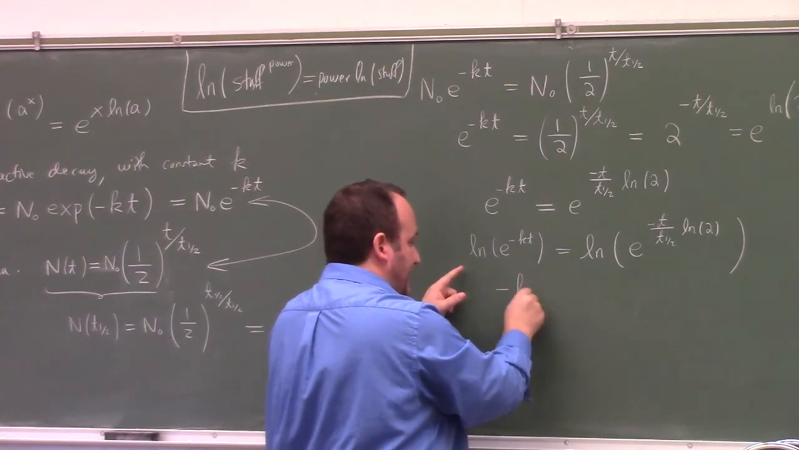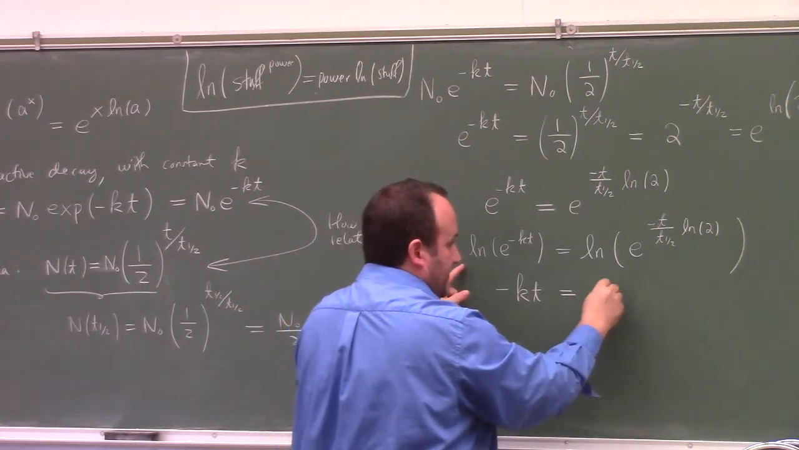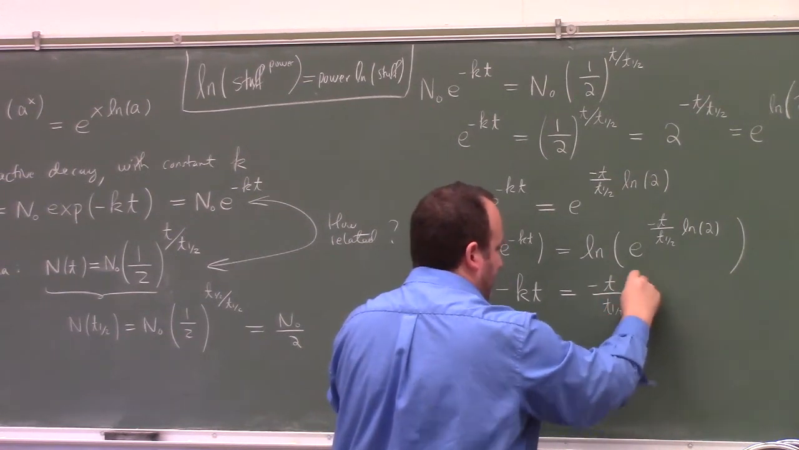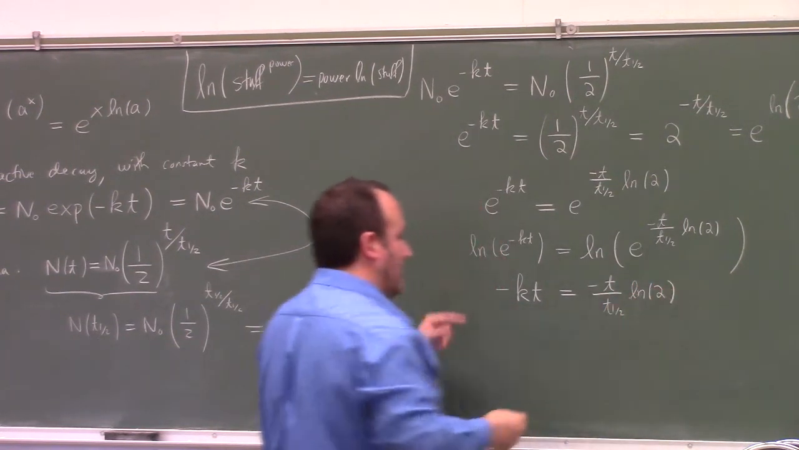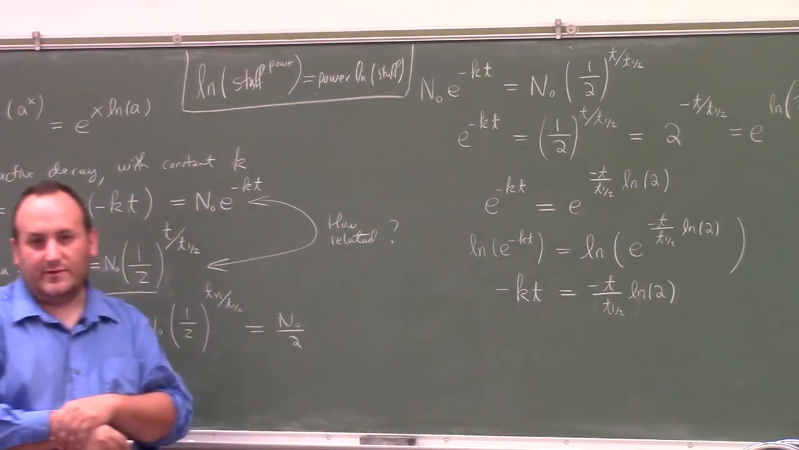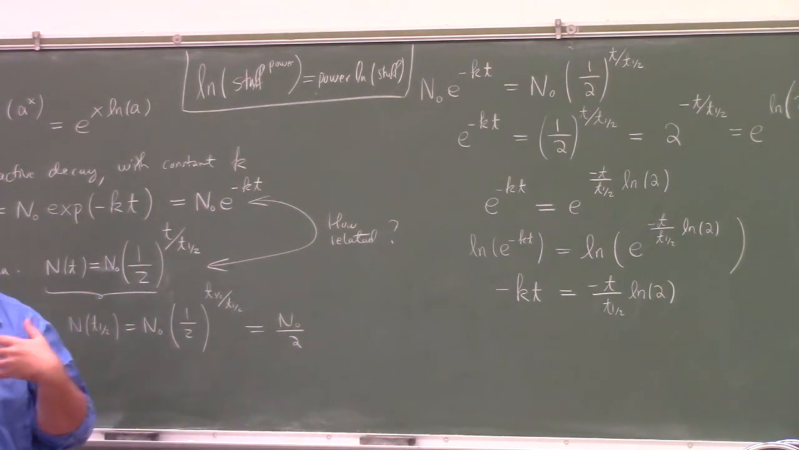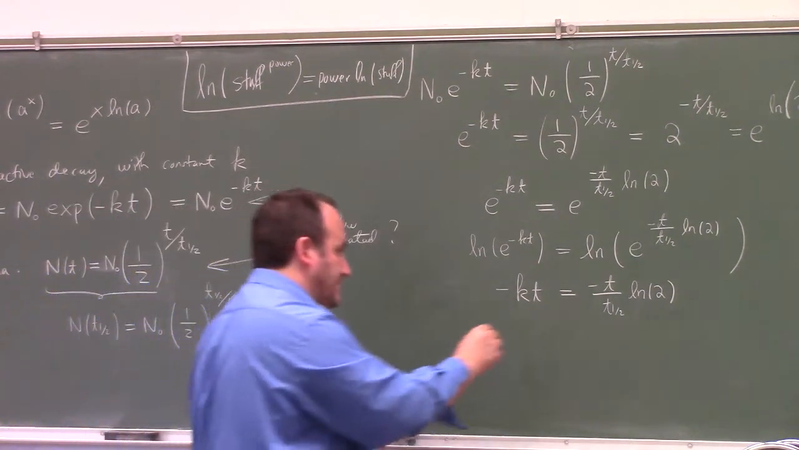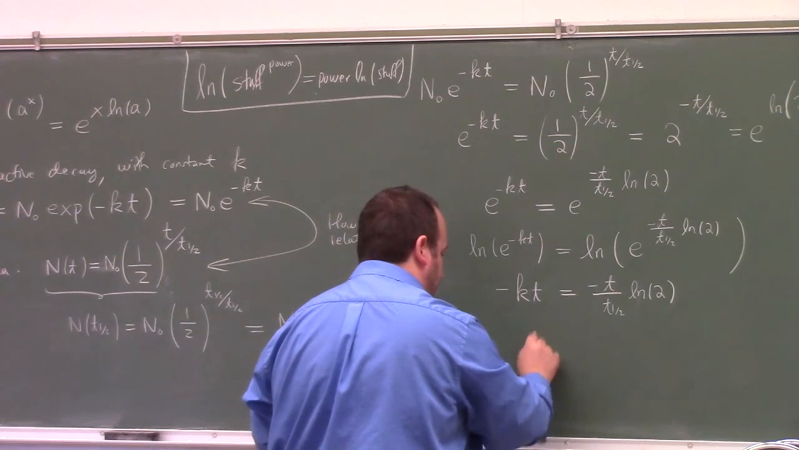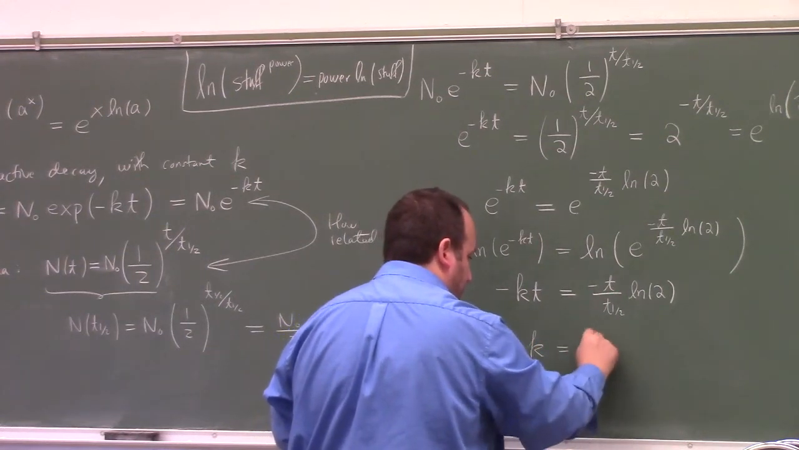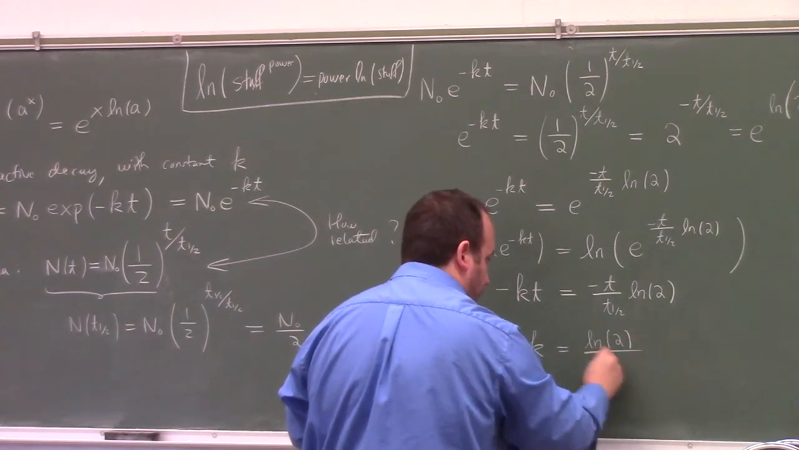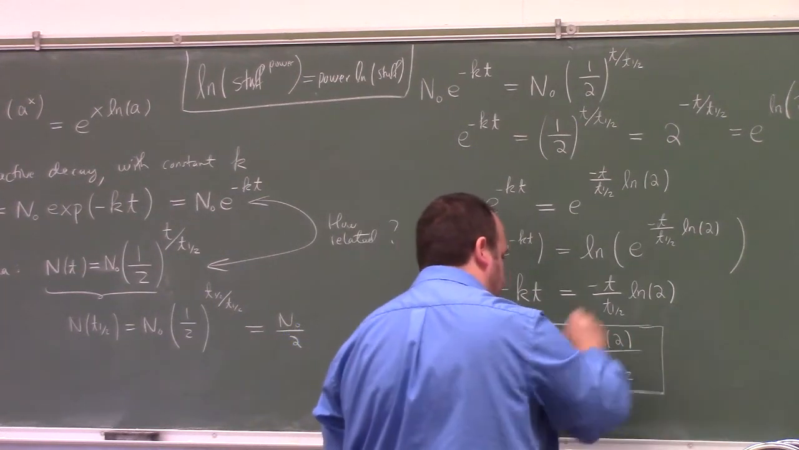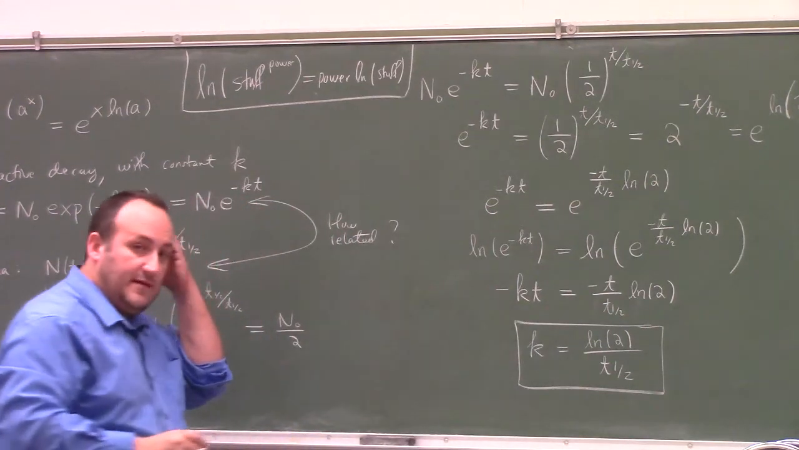And I've got minus kt equals minus t over t 1/2 times the natural log of 2. At this point, we can cancel the t's, right? Because this identity holds for all time, so just divide by time. And get rid of the minus, right? So we got k is equal to the natural log of 2 divided by the half-life. And that is the relation between the half-life and the decay rate.